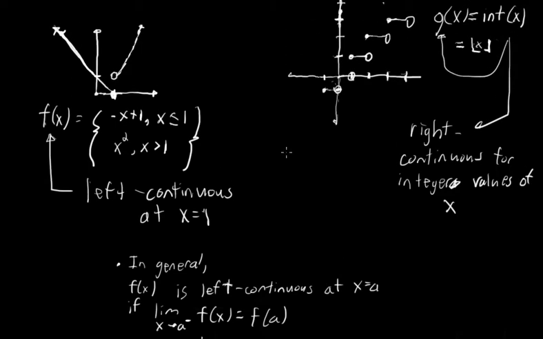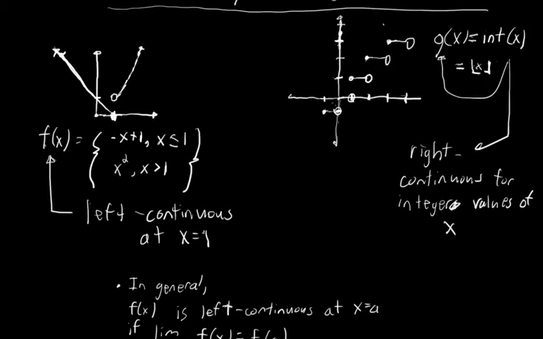Now in this case, on the left, this piecewise defined function f of x, again, the limit coming in from the left is equal to the function value, so it's left continuous, but it's not right continuous because the limit coming in from the right is not equal to the function value. On the other hand, g of x, this greatest integer function, is right continuous because the limit coming in from the right is equal to the function value, but it is not left continuous because the limit coming in from the left is not equal to the function value.